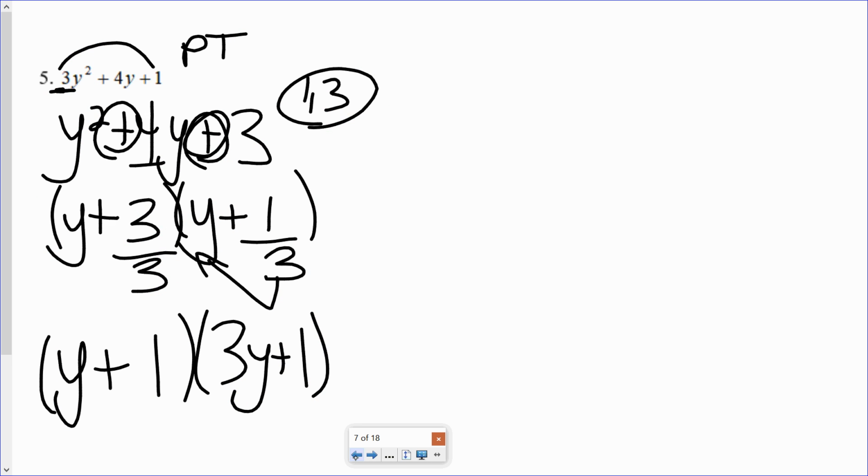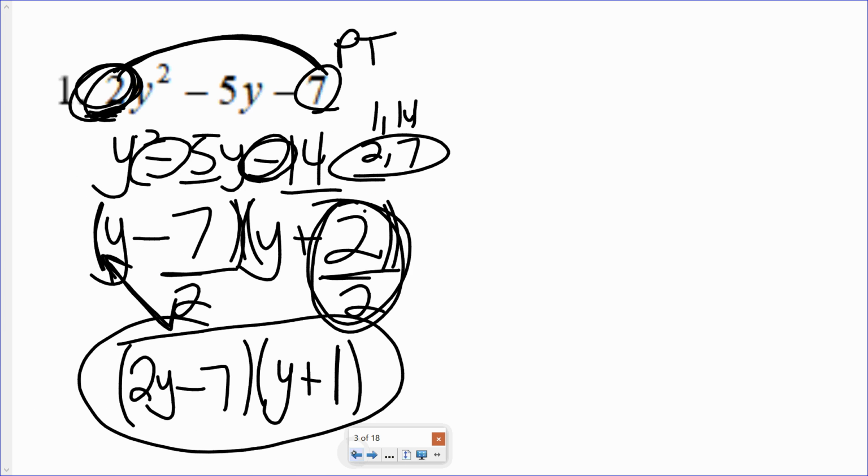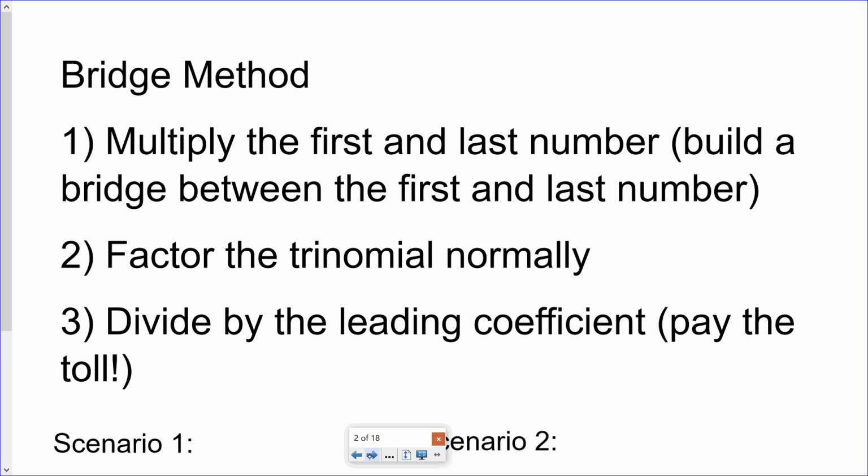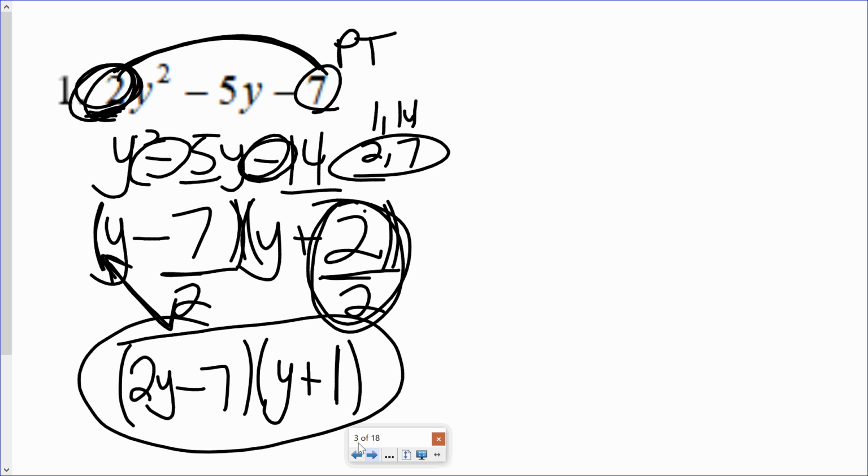So, when you're factoring a trinomial that has a leading coefficient other than 1, a tricky trinomial I call it, we use the bridge method. The notes are listed for you here. Again, you're building a bridge, you're multiplying the first and the last value, factor the trinomial normally, pay the toll.